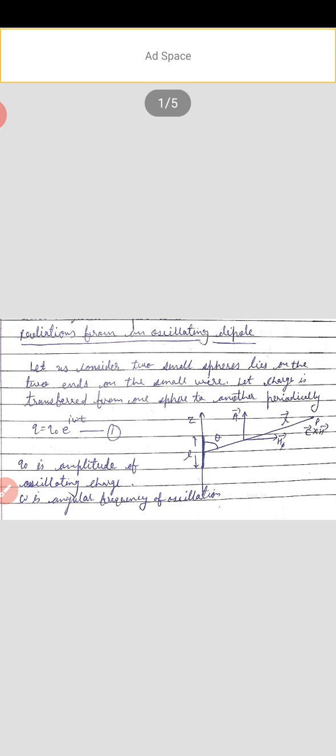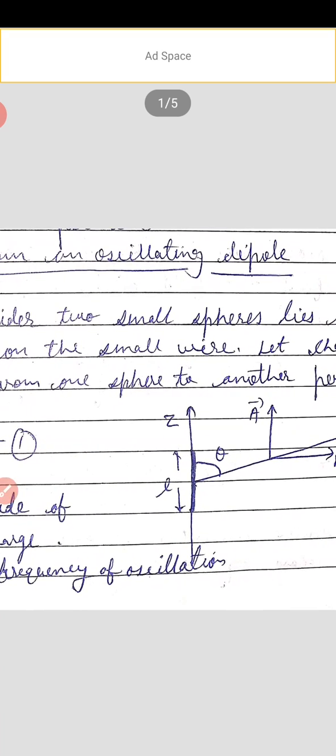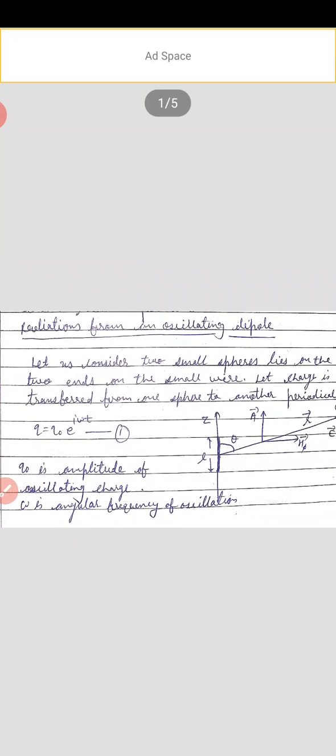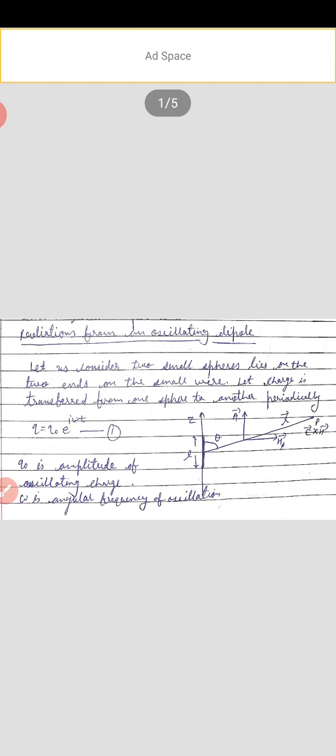For this, let us consider two small spheres lying on the two ends of a small wire. This is the wire along the z-axis, and its two ends have two small spheres.